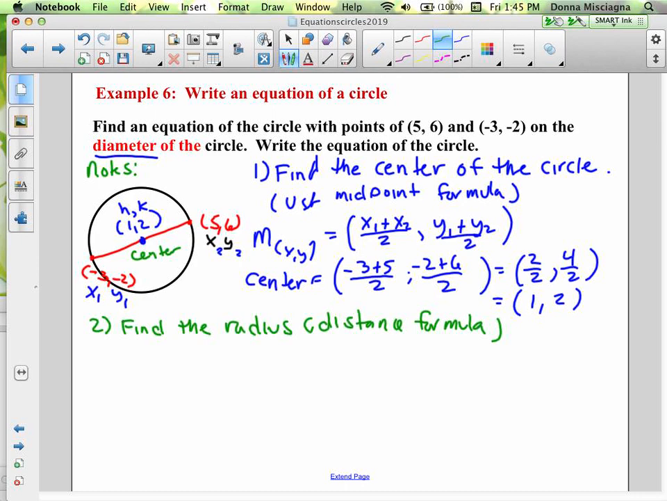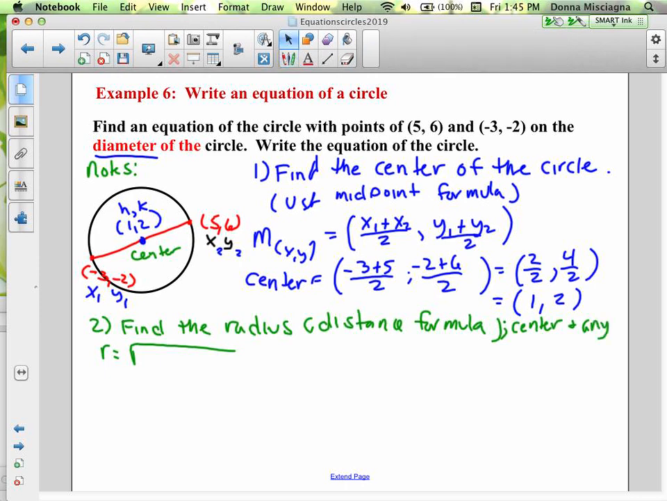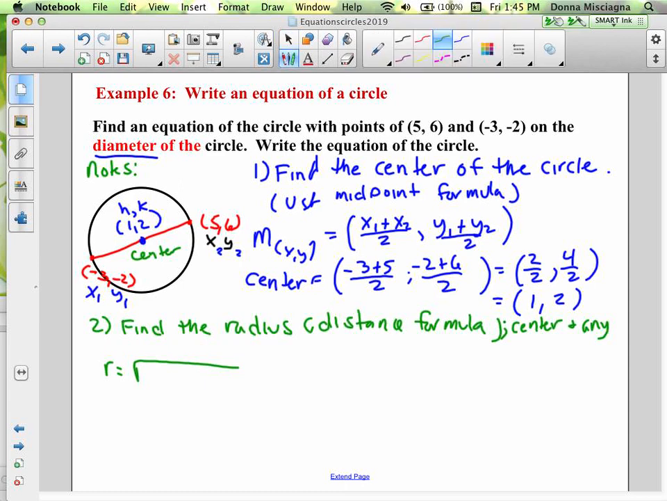All right, so to find the radius, now when you're using the distance formula, careful, make sure you use the center and any endpoint. It doesn't make any difference which one you use, right? It'll be the same distance. But you might like one better than the other. I personally like the (5, 6) better than I like the (-3, -2). Right? May as well just use positive numbers. So that's going to be 5 minus 1 squared plus 6 minus 2 squared.